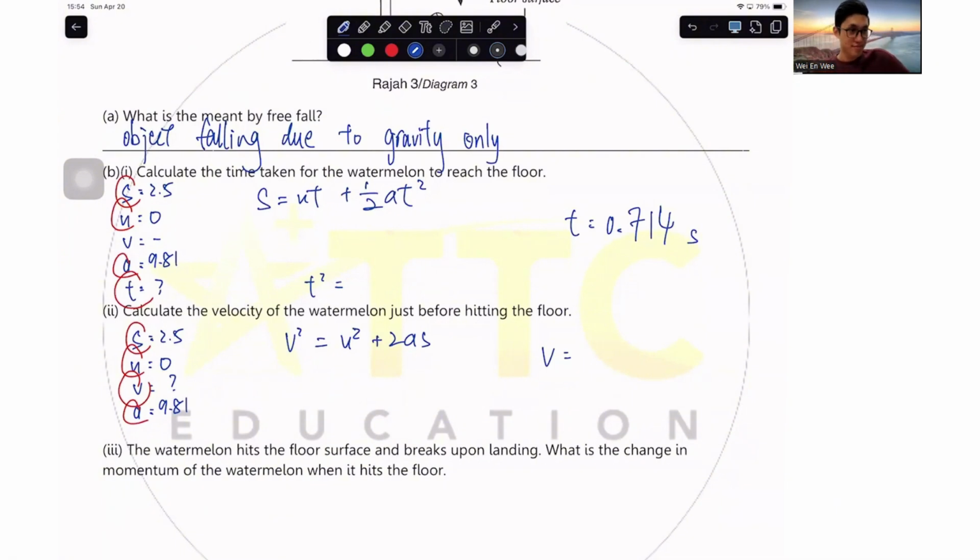Seven... 7.004. 7.004 and 7, same or not? Not same. 7.00357. Okay, so 7.004, right? Meters per second, m s^-1. Okay, everybody got the same? 7.004.